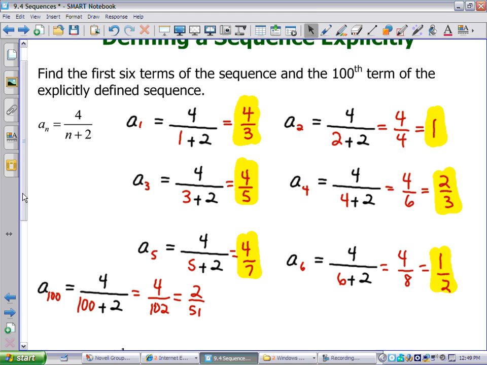All right, I have one for you to try. It says u sub n equals n plus 1 over n. I'm going to ask you to go ahead and pause the video and work out the first 6 terms of the sequence and the 100th term of the sequence. And after you work those out, unpause and you will see the correct answers all worked out on the screen.